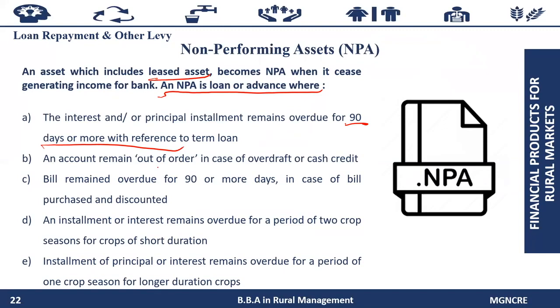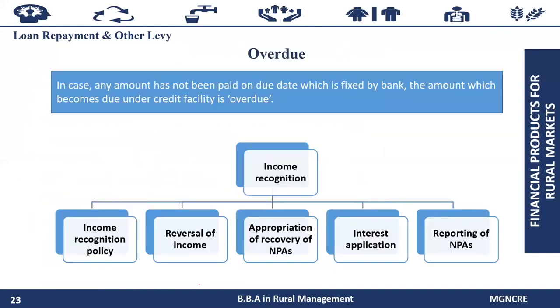An account that remains out of order in case of overdraft or cash credit is also an NPA. A bill that remains overdue for 90 days or more, in case of bills purchased and discounted. Then an installment or interest that remains overdue for a period of 2 crop seasons, for short duration crops, also comes into the non-performing assets category. Then an installment of principal or interest that remains overdue for 1 crop season for longer duration crops also comes under NPA.